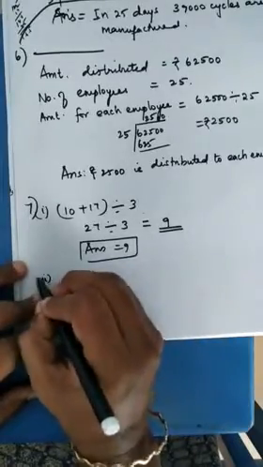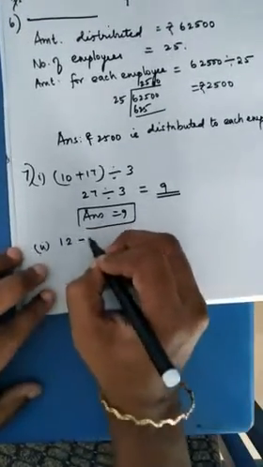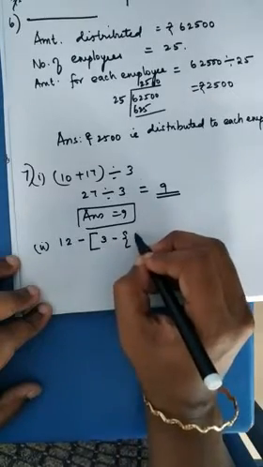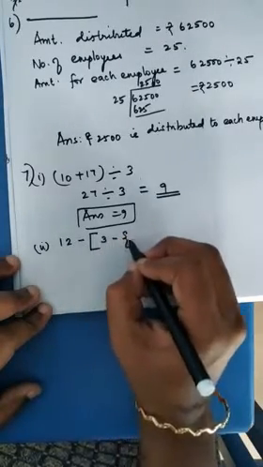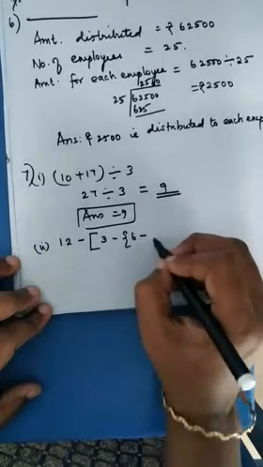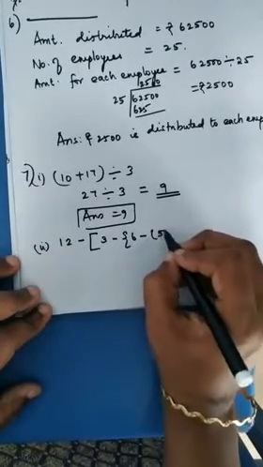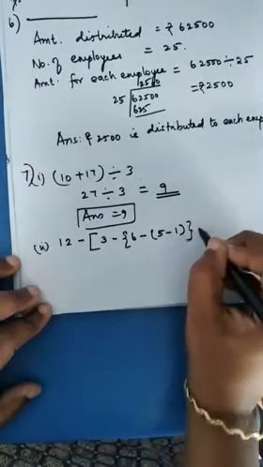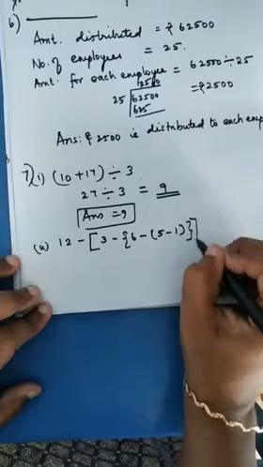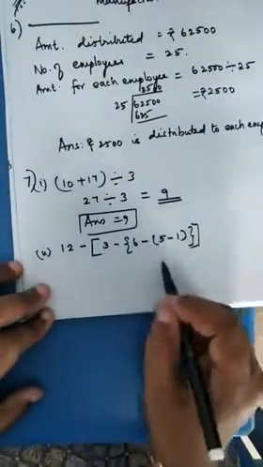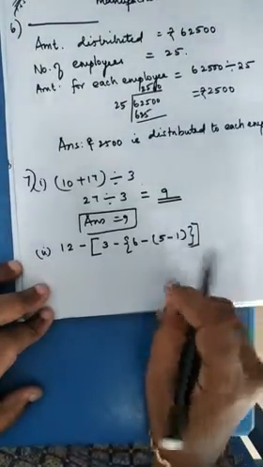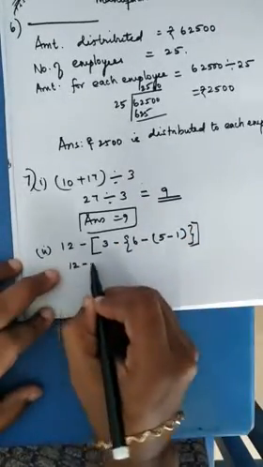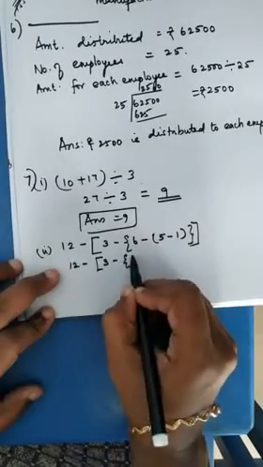Now coming to the second one, 12 minus box bracket 3 minus flower bracket 5 minus 1. This is the box bracket, this is called flower bracket because it has curly brackets, and this is the simple bracket. The simple bracket comes first, then the flower bracket, then the box bracket. First the simple bracket; until then I have to keep the other things as they are. I should not touch others.